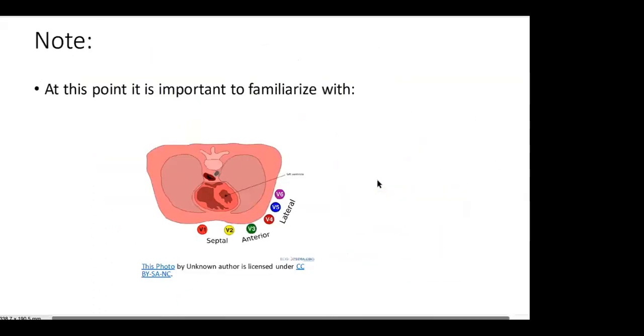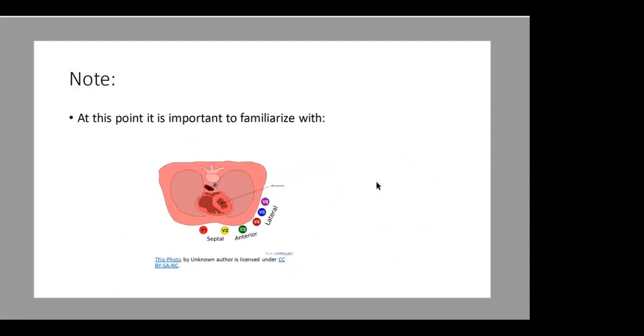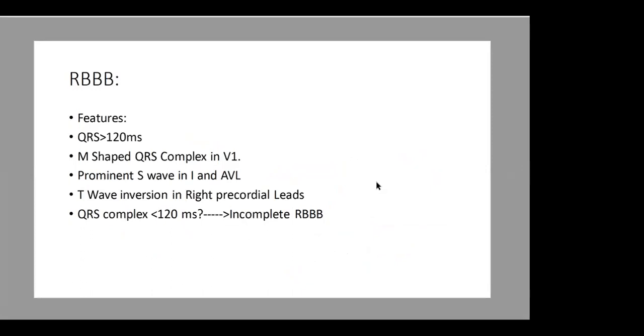Next slide. So we start with the right bundle branch block, or whichever you want to call it. So what are the features of this kind of block? As I said, the QRS morphology is very, very important. Physiologically, it's below 120 milliseconds. So if we have a wider QRS complex, it means we have a delay in the depolarization of the ventricle.